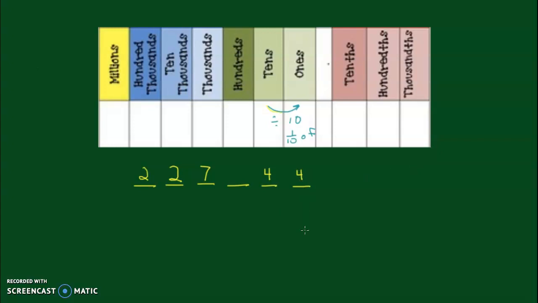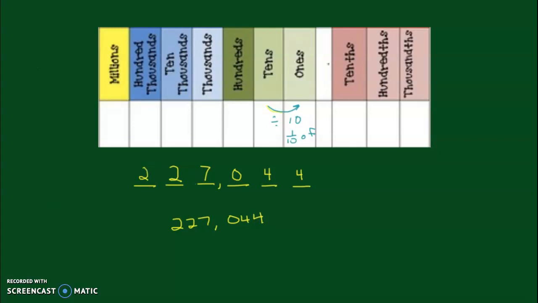The last statement is the last digit is a 0. And then the question is, what number am I? Well, if we look at our numbers here, our final number is 227,044.